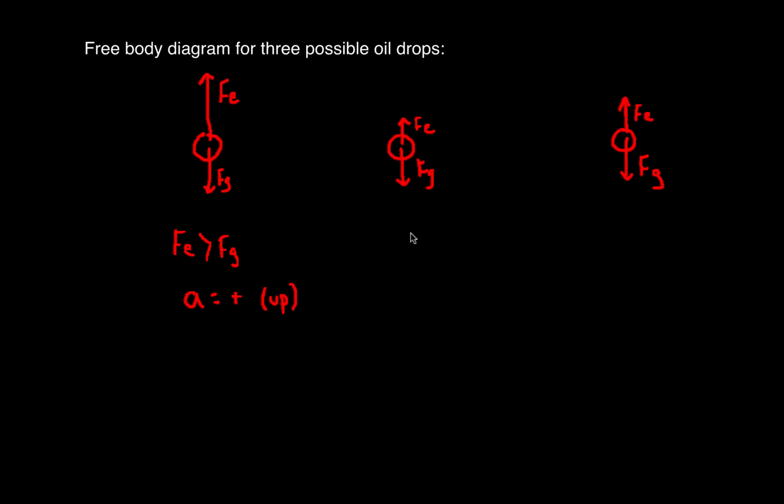In the second oil droplet I've drawn, the electrostatic force is less than the force of gravity, which means the acceleration experienced by the oil droplet is down. In the third, we have an electrostatic force equal to the force of gravity. This means that the oil drop will either be suspended or it'll be traveling with 0 acceleration, or a constant velocity.